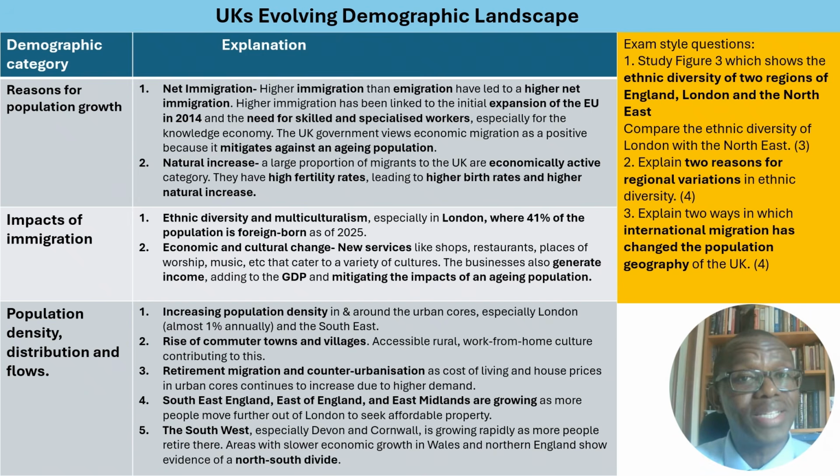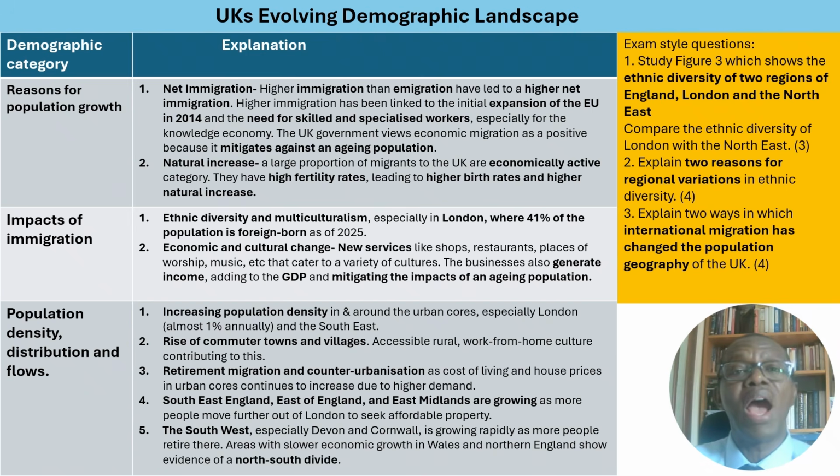Now, we know that emigration, for example, could be people leaving the UK to go and live in places such as Spain or Portugal or even the USA and so on. And immigration is when we have people moving into the country. The difference between the number of people that come in and the number of people that leave is what we call the net migration.